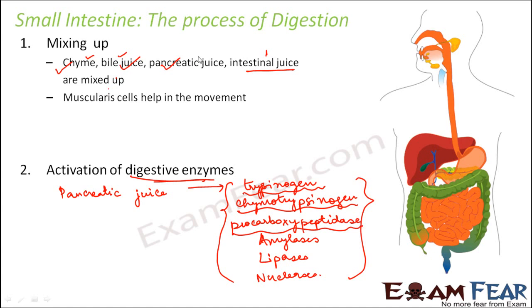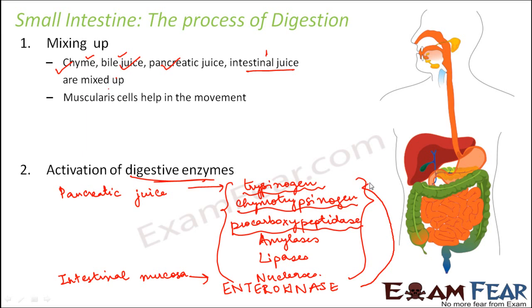So in the next step, once they are all mixed up well together, these enzymes need to be activated. Now, who activates all these enzymes? From the intestine also, a lot of things are secreted, and one of them is an enzyme called enterokinase. So that is secreted from the intestinal mucosa. Mucosa is the innermost layer of the intestine. So from the innermost layer of the intestine, an enzyme called enterokinase is secreted, and this enterokinase actually activates these enzymes.